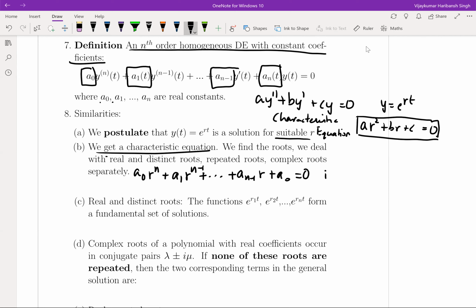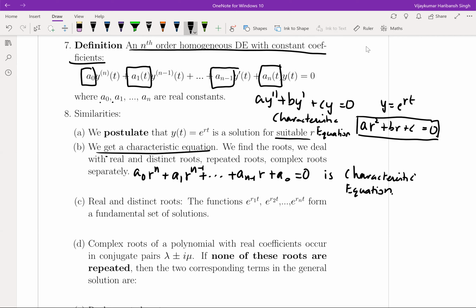This is the characteristic equation. Now, this characteristic equation is a polynomial equation with real coefficients, and it can be written as a product of linear factors over complex numbers. If you take any polynomial over real numbers, you can find the roots in complex numbers.